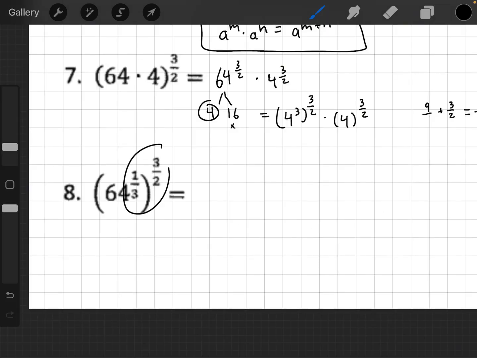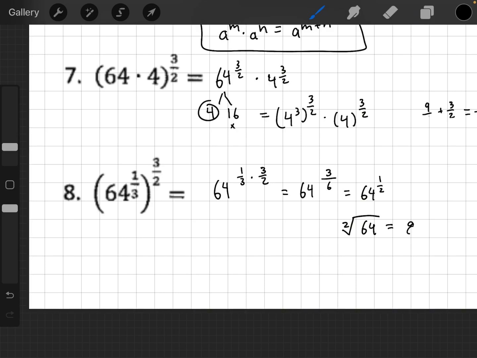In our last example, when we see an exponent raised to another exponent, we know that we can multiply those together. So we'll rewrite this as 64 to the power of 1/3 times 3 over 2. Multiplying these fractions, we'll get 64 to the power of 3 times 1 is 3 over 3 times 2 is 6, which simplifies to 1/2. So 64 to the power of 1/2, which is the same thing as the square root of 64, which is 8.